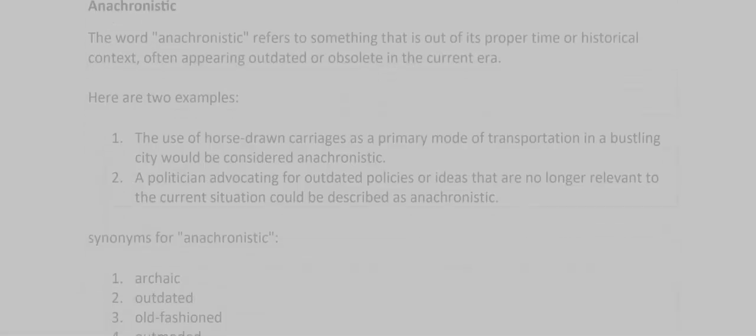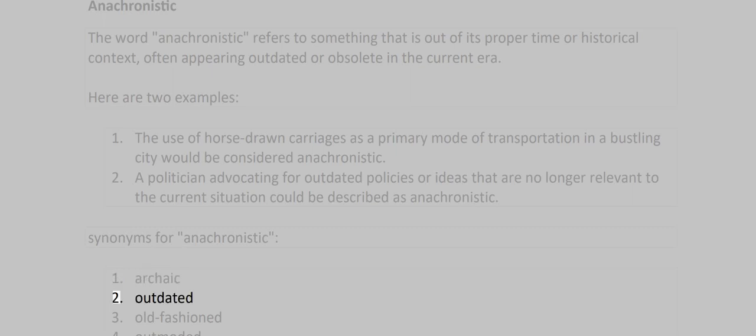Anachronistic. The word anachronistic refers to something that is out of its proper time or historical context, often appearing outdated or obsolete in the current era. Here are 2 examples. 1. The use of horse-drawn carriages as a primary mode of transportation in a bustling city would be considered anachronistic. 2. A politician advocating for outdated policies or ideas that are no longer relevant to the current situation could be described as anachronistic.